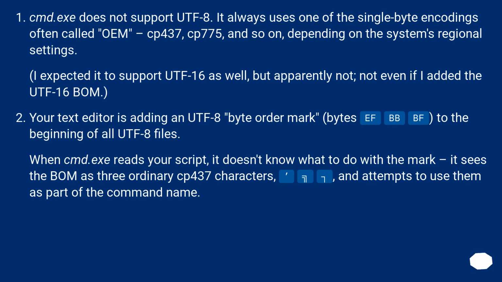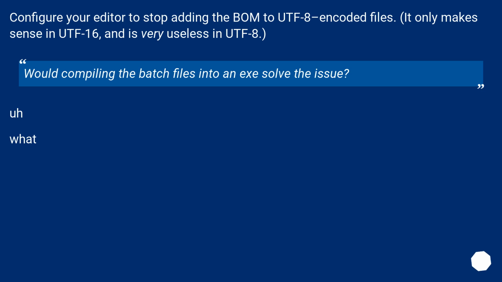Your text editor is adding a UTF-8 byte order mark, bytes EF BB BF, to the beginning of all UTF-8 files. When cmd.exe reads your script, it doesn't know what to do with the mark. It sees the BOM as 3 ordinary CP437 characters, and attempts to use them as part of the command name. Configure your editor to stop adding the BOM to UTF-8 encoded files. It only makes sense in UTF-16, and is very useless in UTF-8.